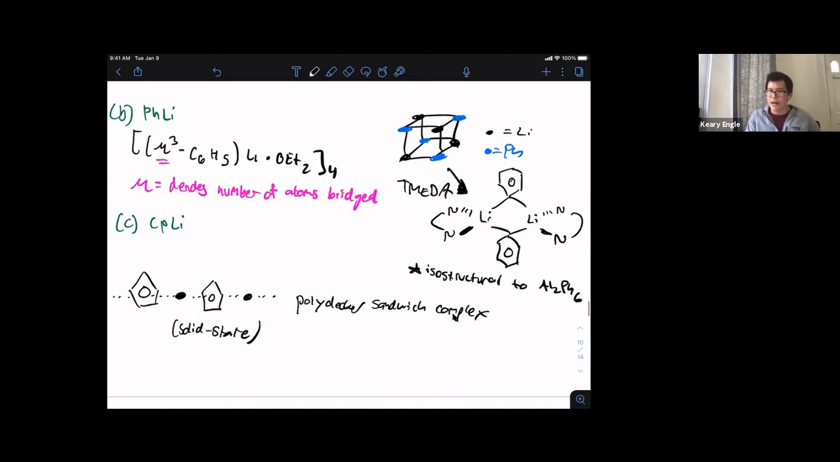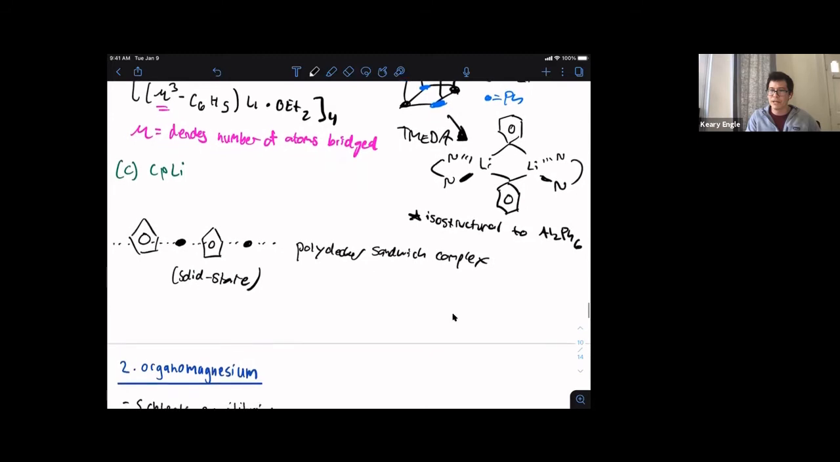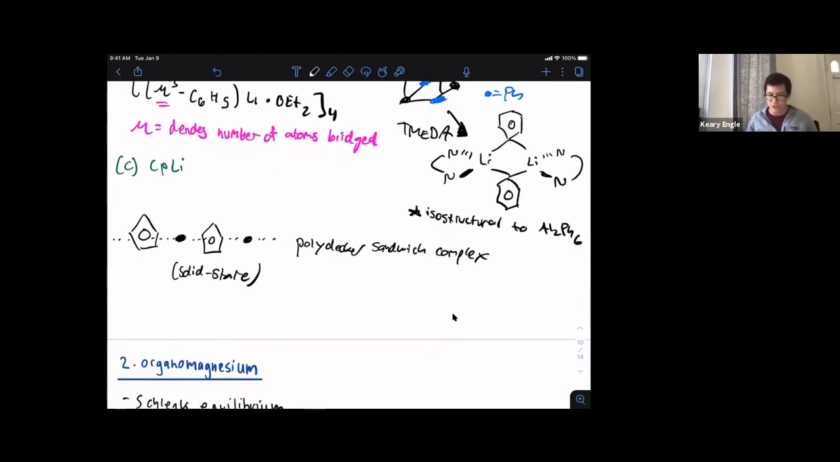I had talked about the ability of these complexes to aggregate and in some cases precipitate, and that's exactly what is seen in this case of CpLi. Cp here stands for cyclopentadienyl. This is a common ligand in coordination chemistry. It's formed from deprotonation of cyclopentadiene, among other ways.